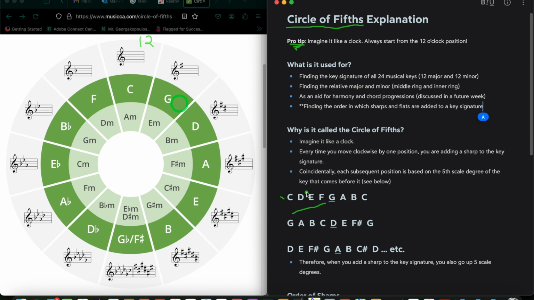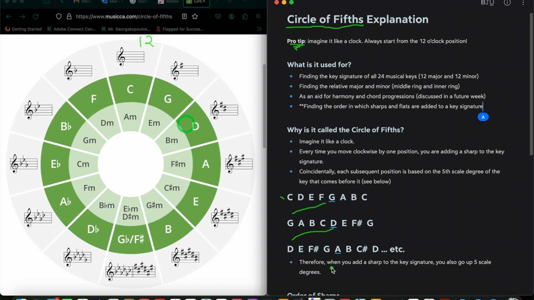If you go one segment to the right, you'll start on G. If you go another segment to the right, now that we are in G, it will start on D. And then if you go another segment, it starts on A, and then E, and then B, etc. So therefore, when you add a sharp to the key signature, you also go up 5 scale degrees.